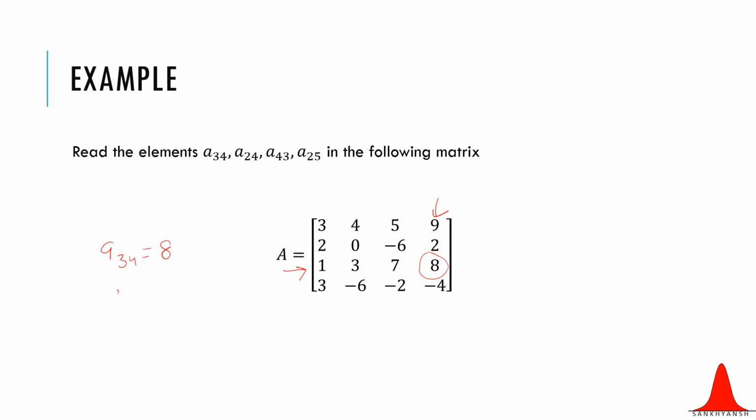Then a24. So second row and fourth column, and this is 2. And then a43, fourth row, third column, minus 2. a25. So this is second row, but you don't have any fifth column. So you don't have any number in this matrix representing a25.